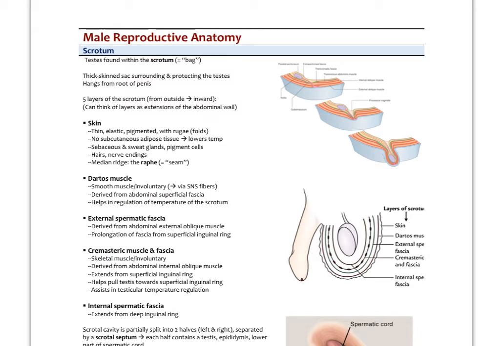So first, let's look at the scrotum. The testes are found within the scrotum, which literally translates as bag. The best way to think about the scrotum is that it's an extension of the abdominal wall. If you look at the embryologic development, the testes actually develop way up by where the kidneys develop, and they migrate downward. And they follow this band of fascia known as the gubernaculum. So the gubernaculum is going to help guide the testes down through the abdominal wall.